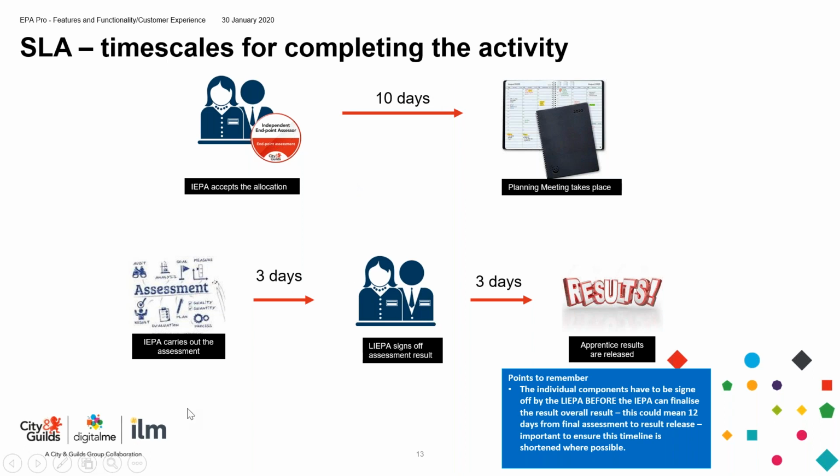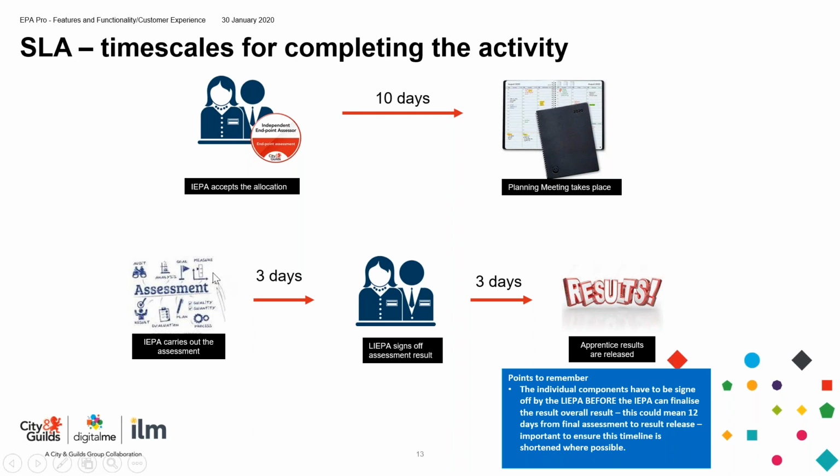In terms of carrying out the assessment, this is the point that I've just raised. So the IEPA would carry out for each component, for each assessment method, the IEPA would carry out the assessment, 3 days for them to complete all of their work, and the LIEPA would have 3 days to sign it off and to get the results out. And that is for all of the assessment components. So it could be that all of these things happen very quickly. But as I've just said, the IEPA can't generate an overall result for the endpoint assessment until all of these assessment methods, these assessment components, have been signed off by the LIEPA.